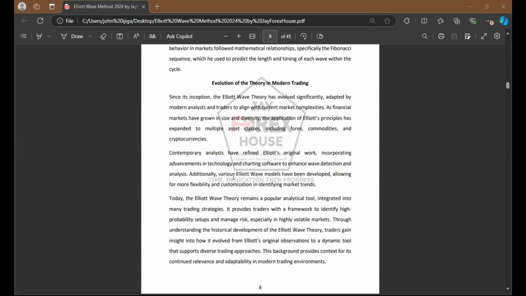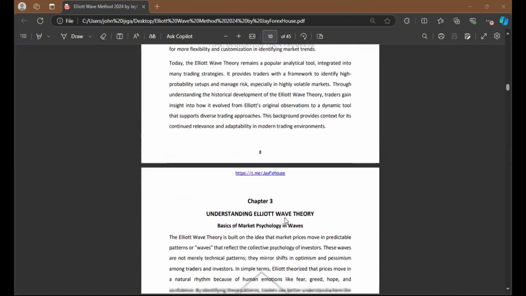You can understand Elliott Wave and implement it in cryptocurrency, in Forex, in commodities, and whichever market you wish to use. You can learn this and you can get the ebook to also advance your understanding of the Elliott Wave method.